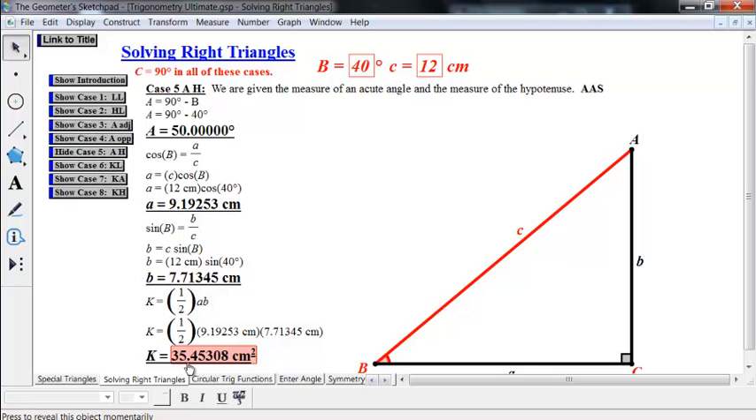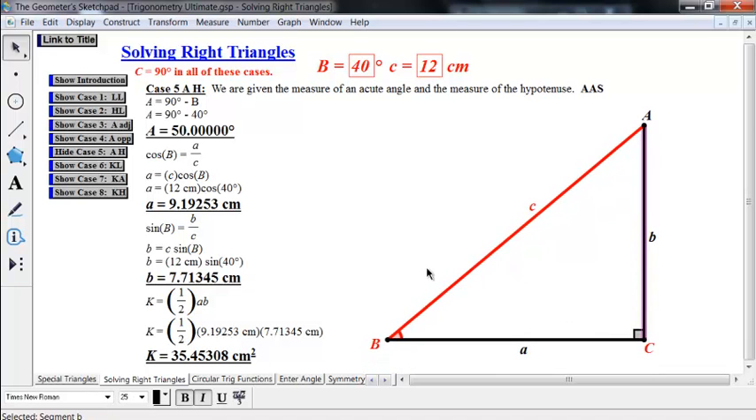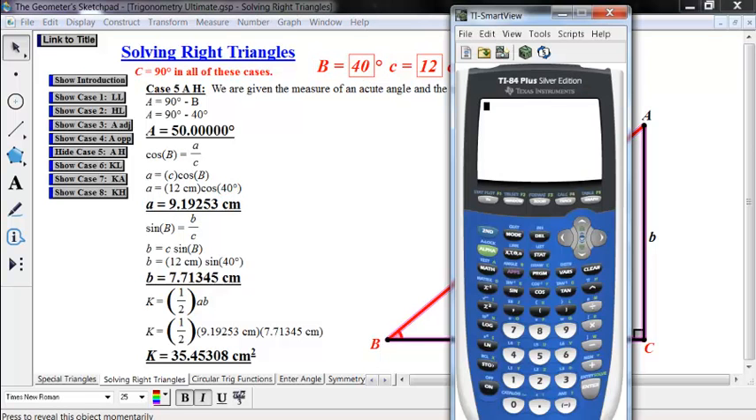So here we go. Cosine of angle B is adjacent over hypotenuse, and that would be A over C. We know C, we're looking for A, and we know B. So we're trying to solve for A. Multiply both sides by C, and we can see that A is C times the cosine of angle B. Plug in our numbers, so A is 12 centimeters times cosine of 40 degrees. Notice that we are in degree mode. You may get tired of me showing you that each time, but it's very important that you get in the habit of checking that all the time.